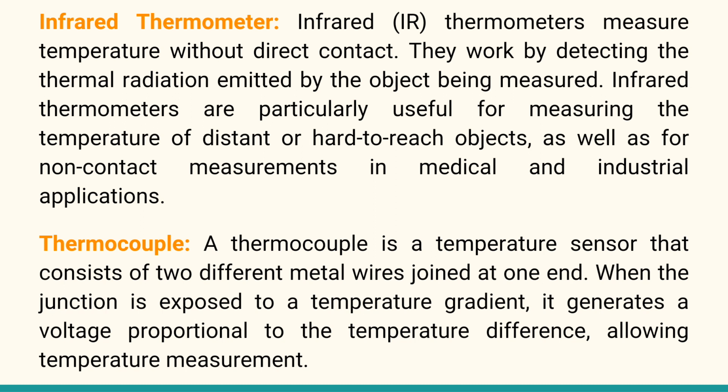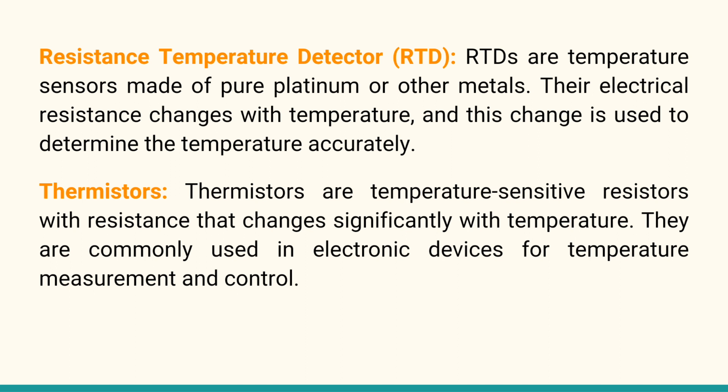Thermocouple. A thermocouple is a temperature sensor that consists of two different metal wires joined at one end. When the junction is exposed to a temperature gradient, it generates a voltage proportional to the temperature difference, allowing temperature measurement. Resistance temperature detector, RTD. RTDs are temperature sensors made of pure platinum or other metals. Their electrical resistance changes with temperature, and this change is used to determine the temperature accurately. Thermistors.